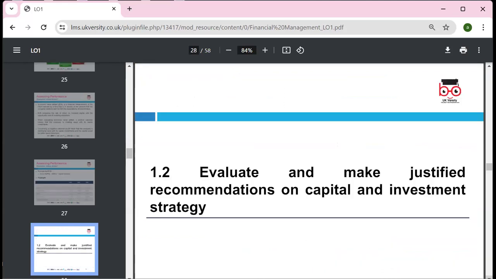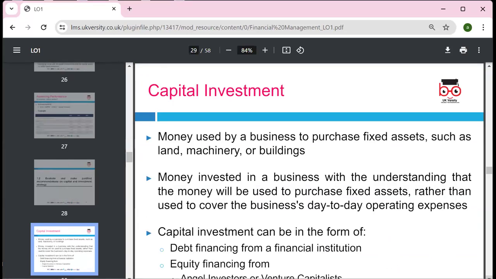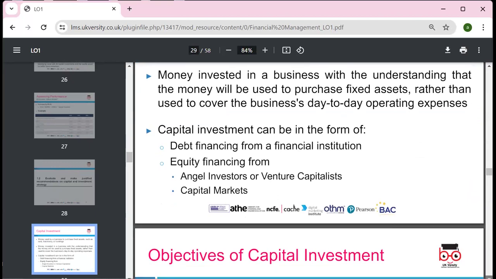And 1.2, make a justified recommendation on capital investment. Capital investment is money used for the business for fixed assets such as land and machinery. The money is invested in the business to purchase fixed assets rather than for the day-to-day expenses the company needs to pay. That capital asset can bring longer-term economic benefits. So what is the definition of an asset? Anything you own which will flow future economic benefit.